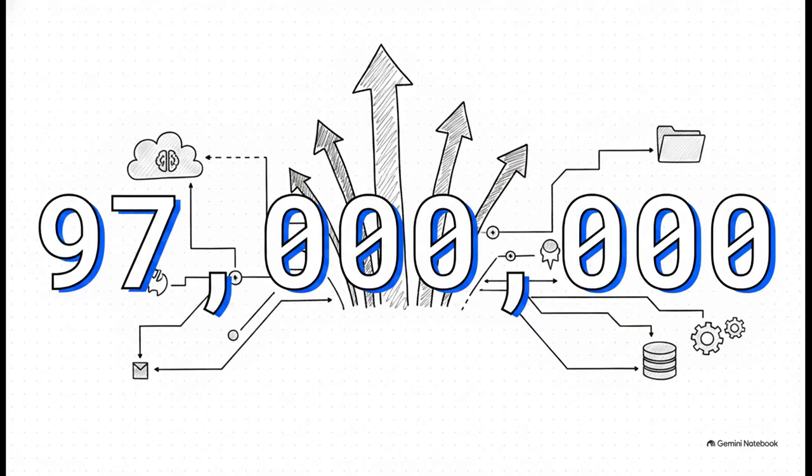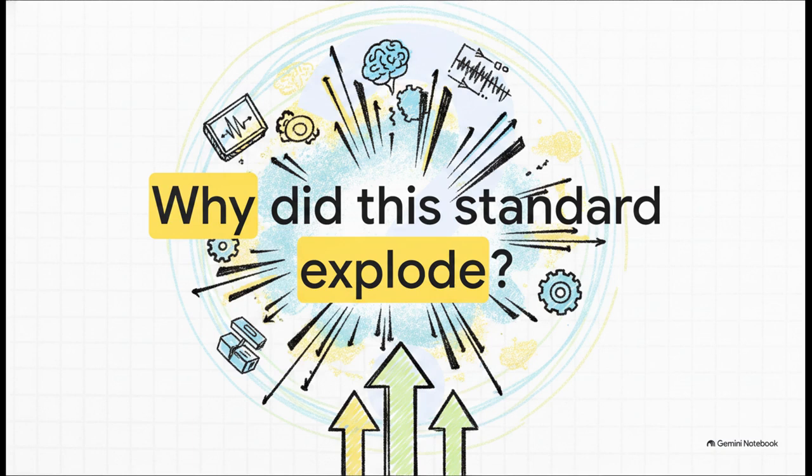Your files, your databases, your external systems, and yet most people using it every single day still can't clearly explain what it actually is or how it works under the hood. So you have to ask yourself, why did this standard just explode? How did this go from some niche developer concept to the industry standard so incredibly fast? Well, let's figure it out.